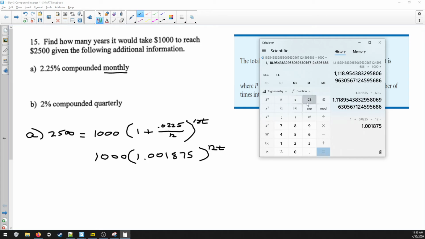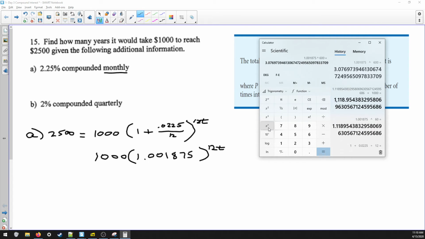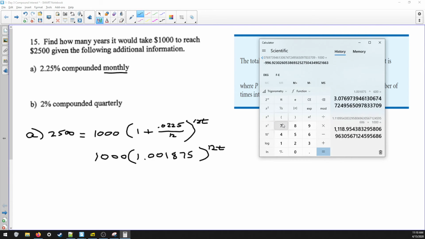So let's try again. Okay, so I'm going to clear, and we're going to try again. I'm going to say 1.001875, okay? And now I'm going to raise that to a much bigger number. Let's say 50, right? Actually, let's do 50. I think 100 is too big, okay? So if I do 50 times 12, I'm going to get 600. So I'm going to raise this to the 600th power, and then I'm going to times it by 1,000.